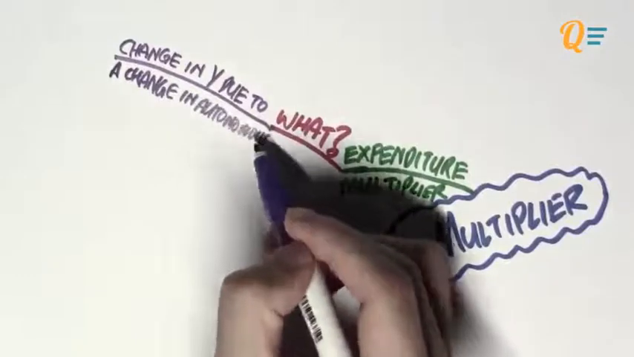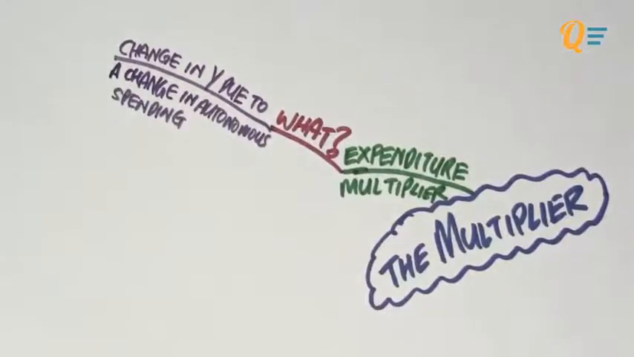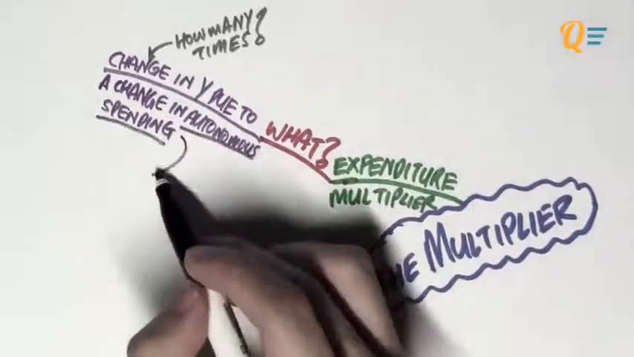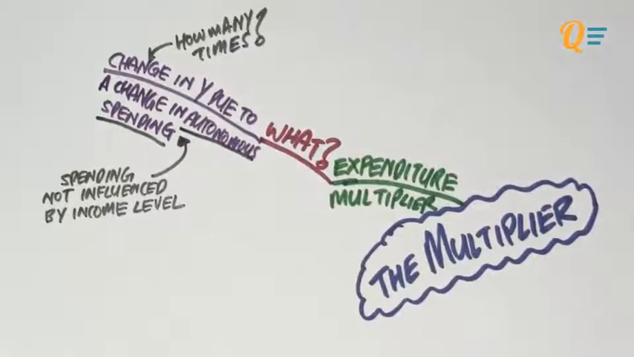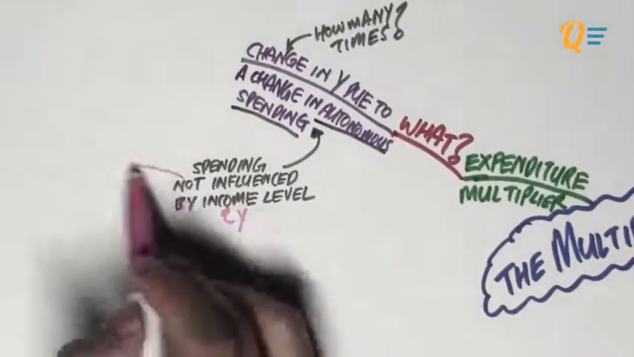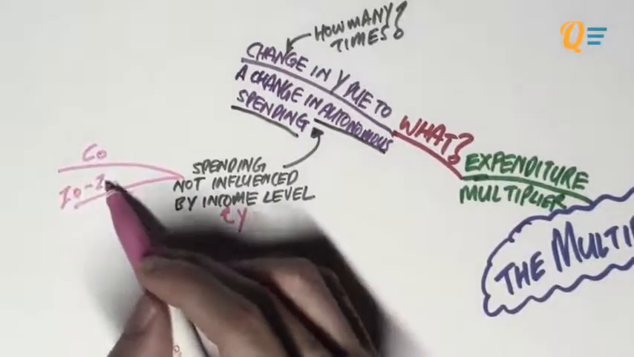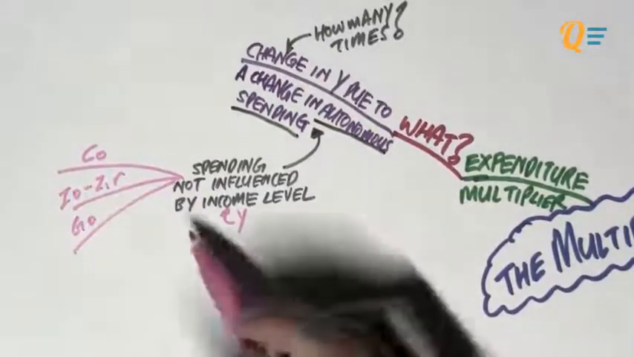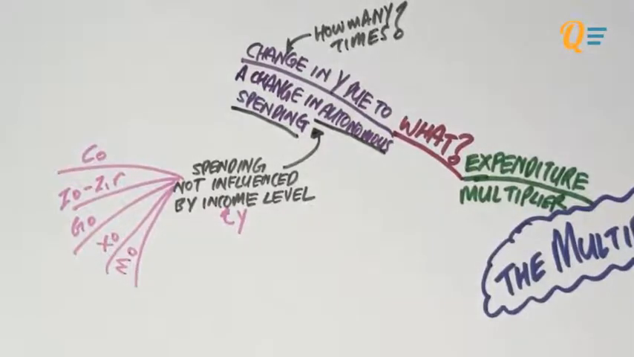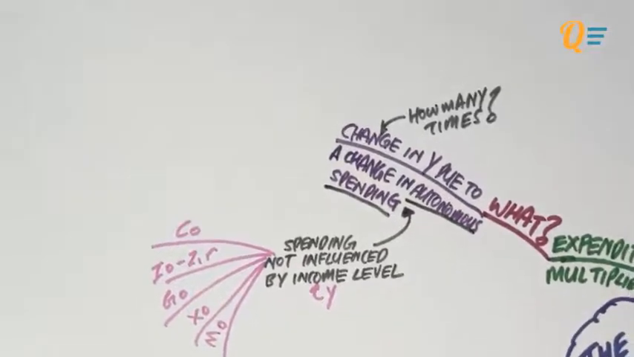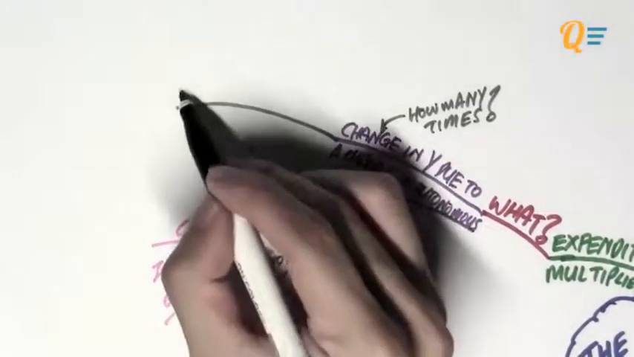Now, change here refers to how many times Y is going to change, alright? And autonomous spending over here refers to the spending that is not influenced by the income level at all. I think you already know what autonomous spending is from the previous videos, right? So some examples of autonomous spending could be C0, I0 minus I1R, which is the investment portion, government spending, autonomous exports as well as imports. Okay, so these are examples of autonomous spending.